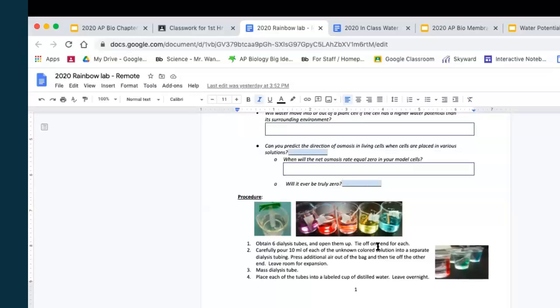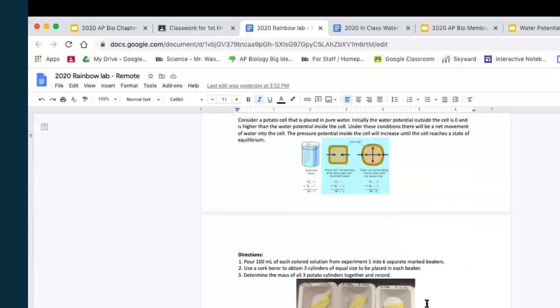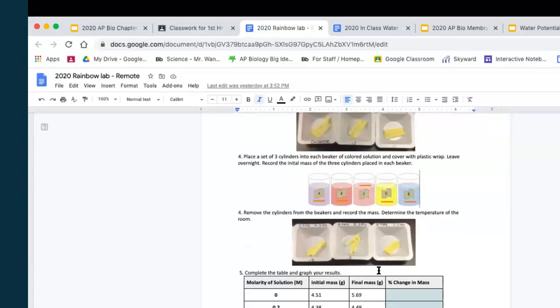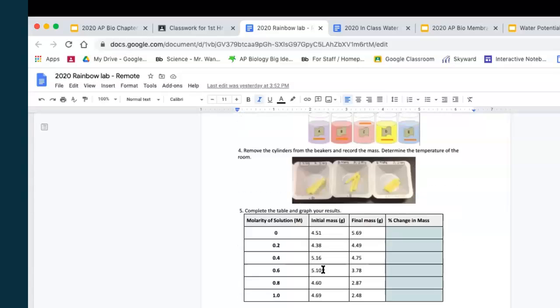So on day 1, we figure out what the molar concentration is. On day 2, we take those now-known molarities and make some potato cores. We punch out little tubes of potato, mass them, put them in the colored solution for a day, and mass them again. I've given you the initial and final mass. You need to calculate the change in mass. Then we're going to graph that.